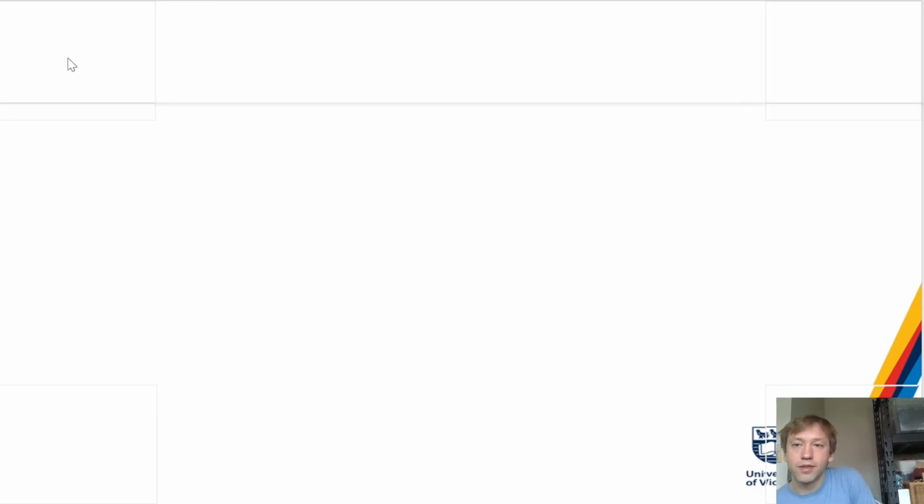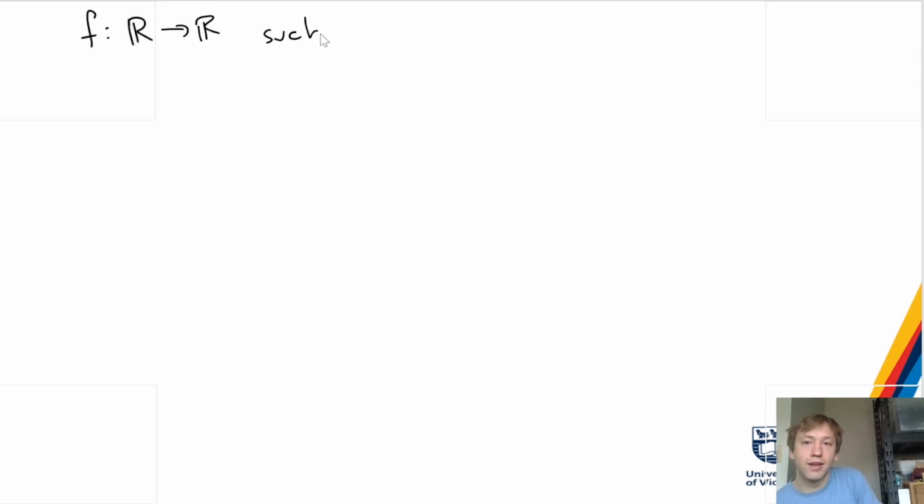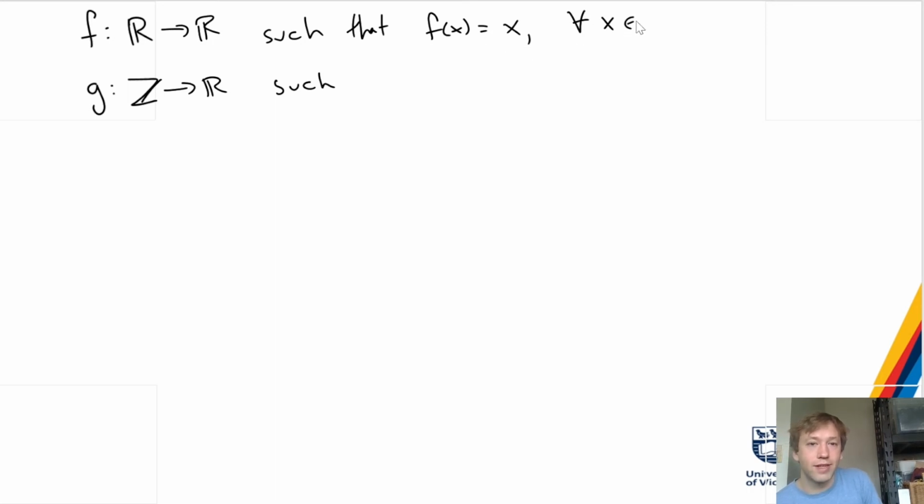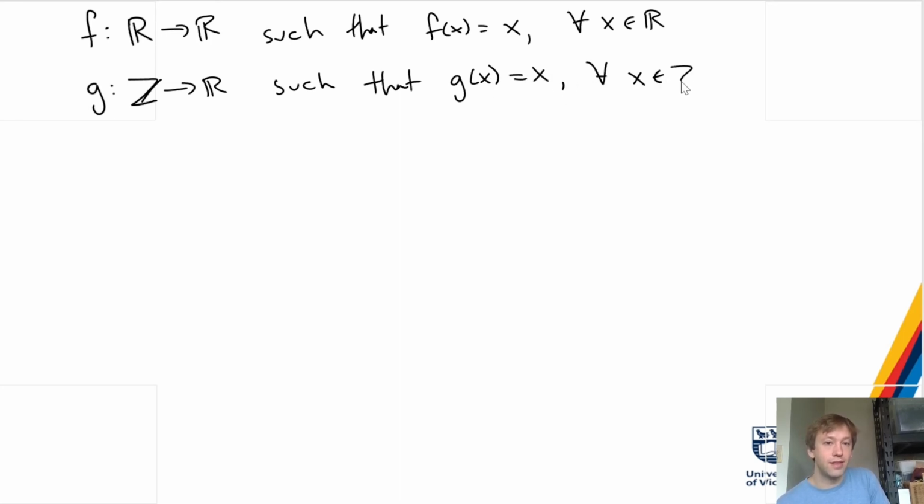Okay, as a few examples to illustrate this, suppose I take f to be the function from R to R such that f of x equals x for all x in R. I take g to be the function from the integers to the reals, such that g of x is x for all x in Z.